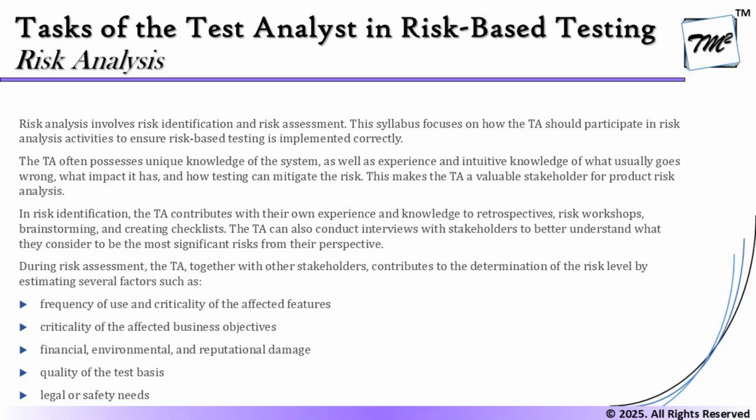Rather, you just have to read this topic once again and you are done with this chapter. So keeping it very short and to the point, 2.1 is talking about risk analysis. Risk analysis is certainly the major part of it. We basically divide our risk-based testing into two major phases, risk analysis and risk control, where risk analysis talks about the identification and assessment, and risk control talks about the mitigation and the monitoring. The same thing is here. The risk analysis involves identification and assessment, and this syllabus focuses on how the test analyst should participate in risk analysis to ensure risk-based testing is implemented correctly.